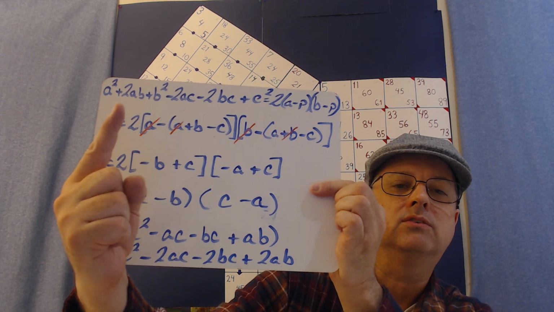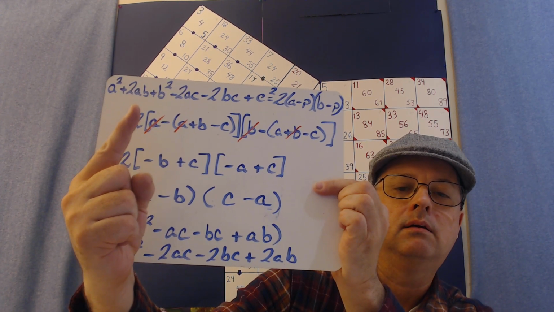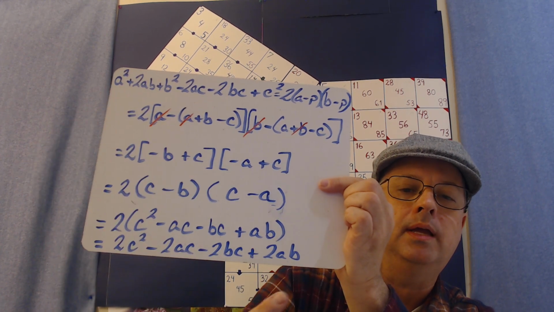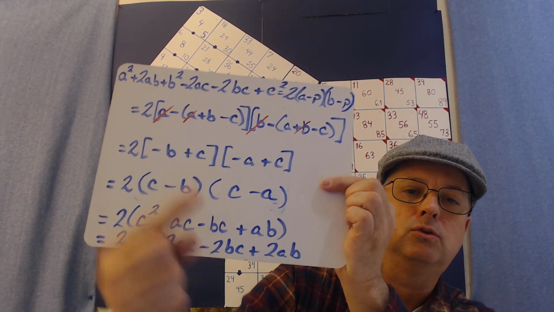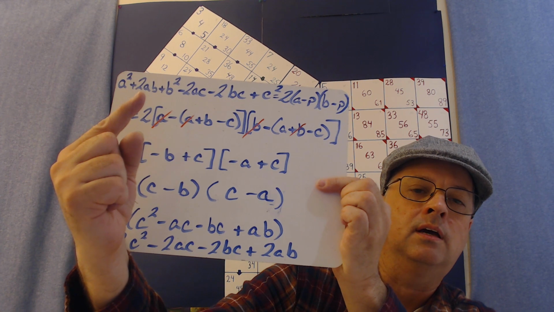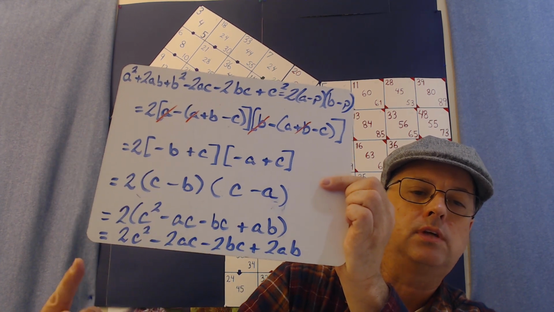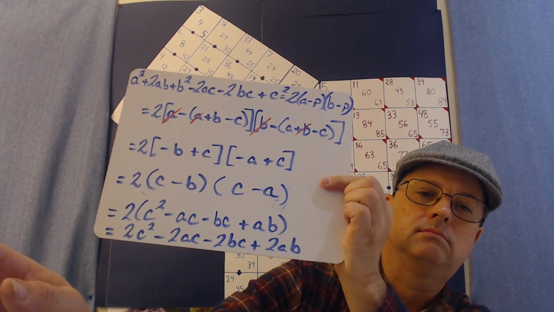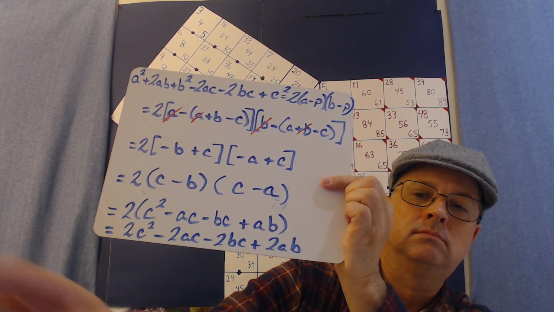Let's see. Oh, here's a 2AB. Oh, and there's another 2AB. You see that? Plus 2AB and plus 2AB. So when you have something that's the same on either side of the equals, then you can cross them out. So a plus 2AB and a plus 2AB, those are gone.